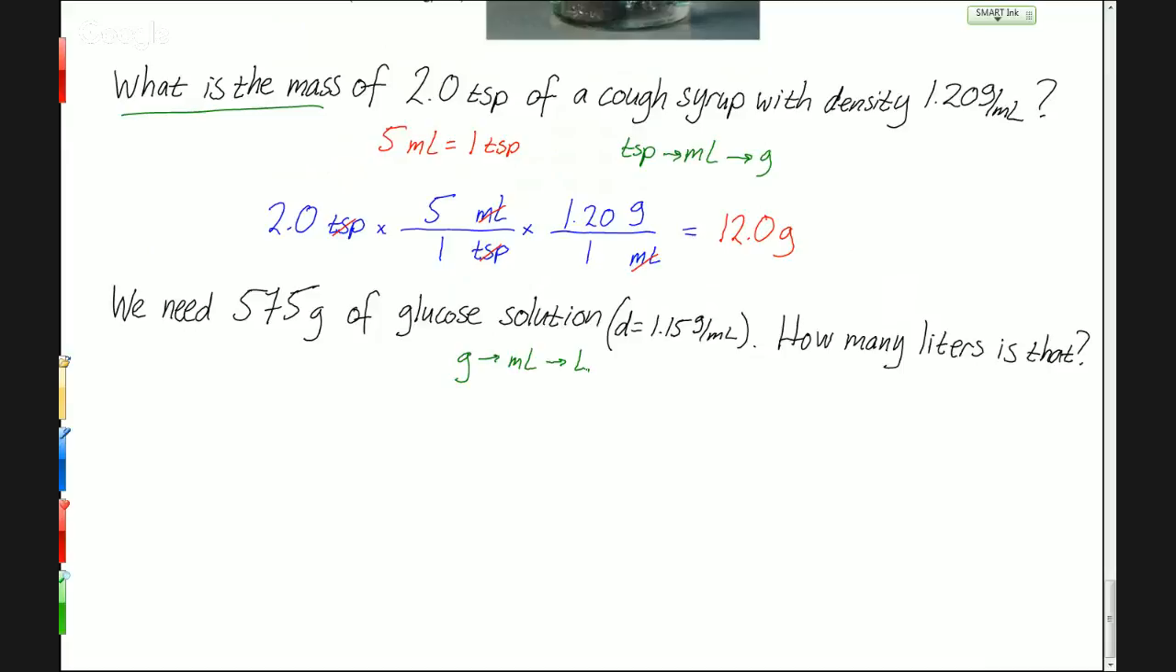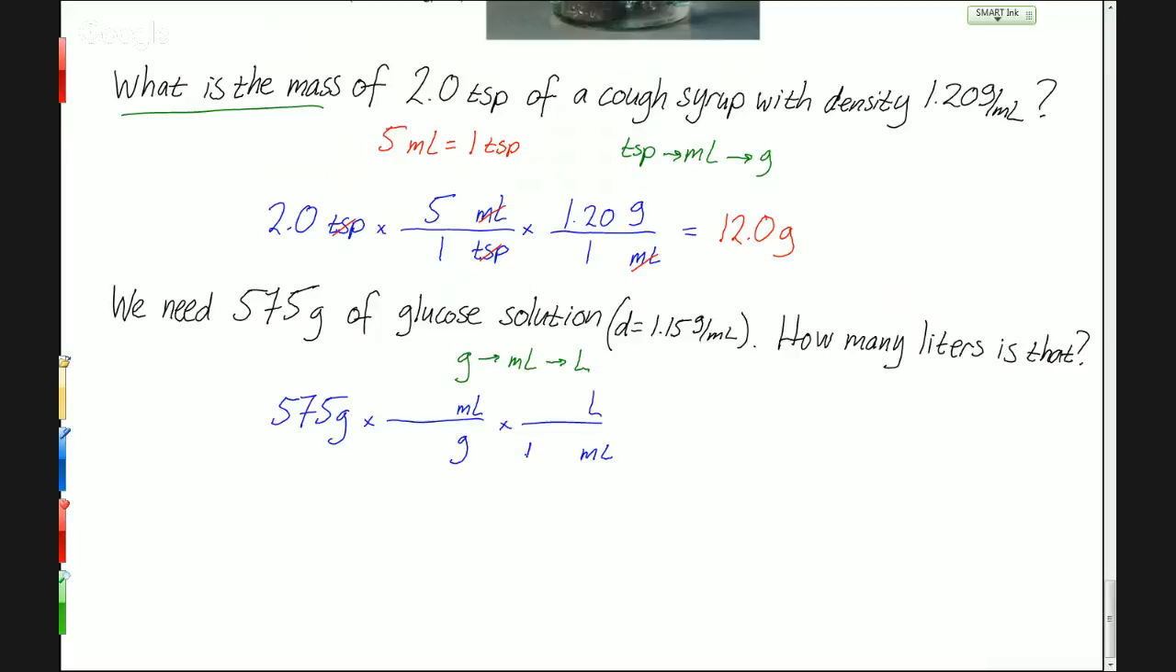So the plan I came up with was grams to milliliters to liters. Does that sound good? Okay. That's how I set up my units, so that grams cancel, and then milliliters cancel. So now it's just a matter of filling in the numbers.